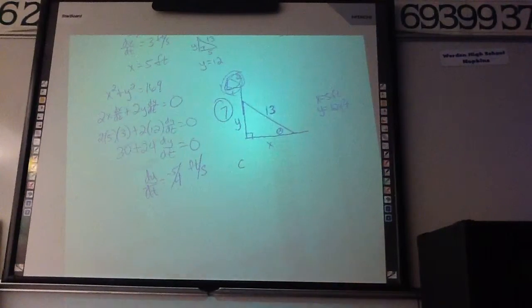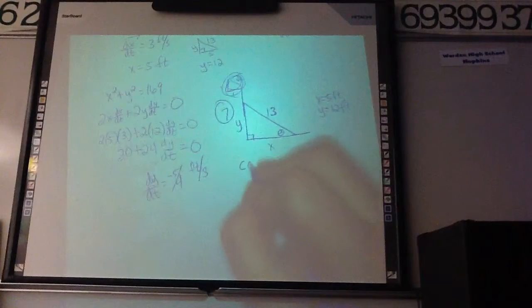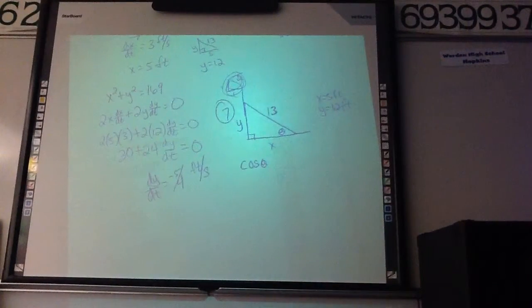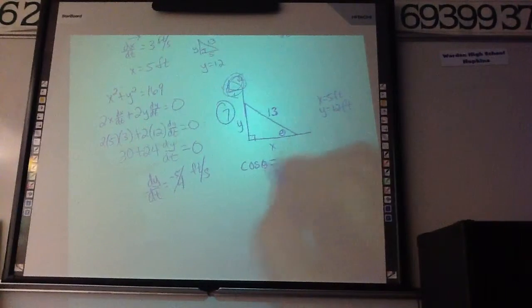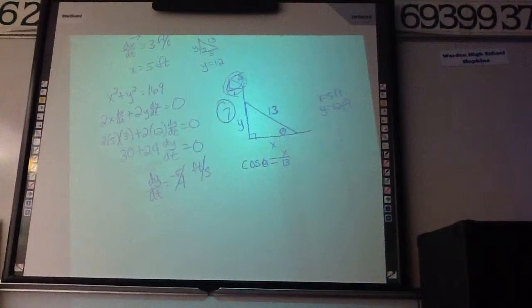You can look at this or you can look at that. So you can do cosine of theta and see if we get the same thing. It's a good challenge. Cosine of theta equals x over 13, which means theta is equal to the inverse cosine of x over 13. At that instant, theta would be the inverse cosine of 5/13.